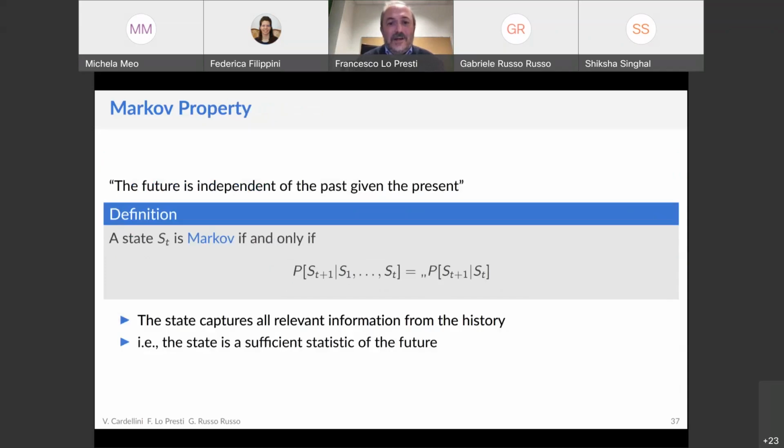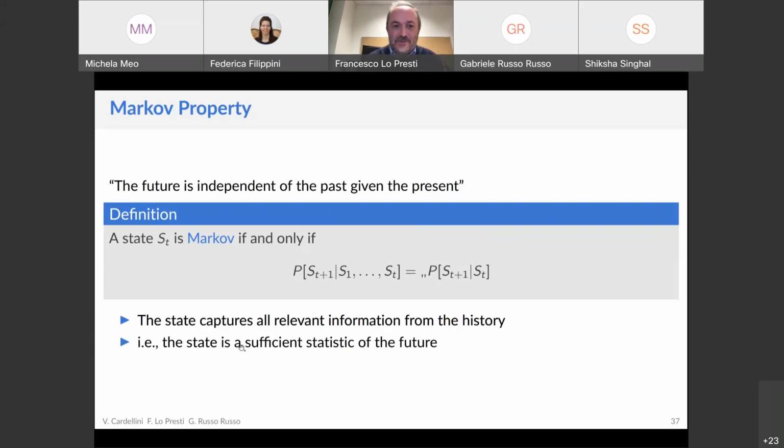Now, we are dealing with Markov systems because they enjoy some nice properties. So I apologize for these commas which should not be there. A system is Markovian when its future, as a function of its past, depends only on the current state. So basically, the future is independent of the past given the present, to say it shortly, which is a very nice property we will take advantage of when dealing with Markovian systems, which basically means that the current state captures all the relevant information of the history, or more formally, the state is a sufficient statistic of the future.